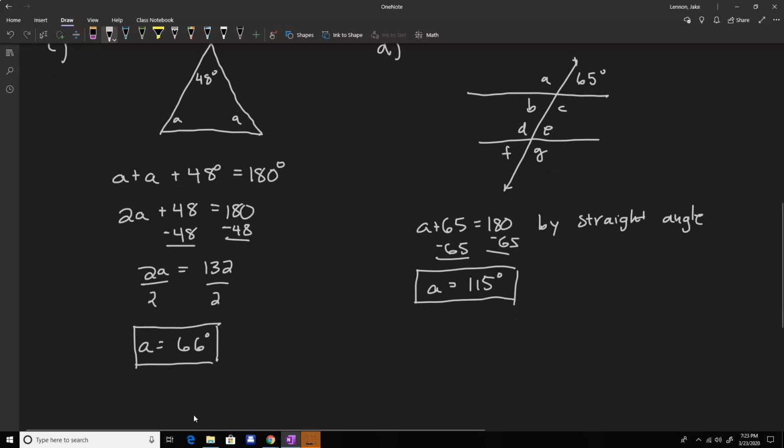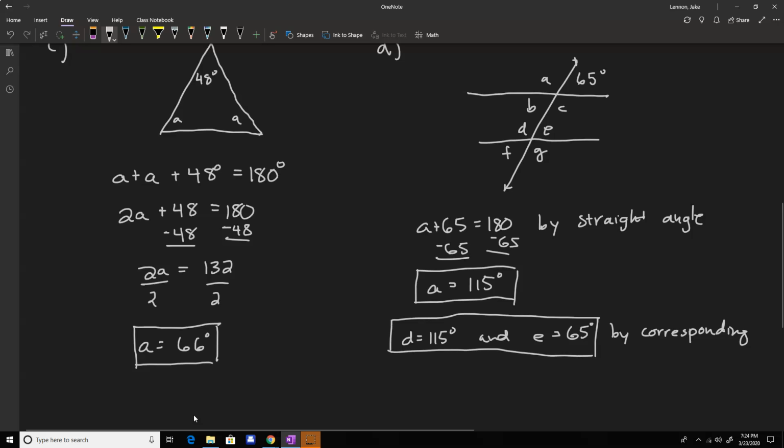So we know D has to equal 115. It has to be the same as A. And E has to equal 65 degrees by corresponding angles. So we have those two now. And then we can get B and C from vertical angles. So angle A has to equal angle C, and angle B has to equal 65. So we get B equals 65 degrees. And C has to equal what A was, which is 115 degrees. So again, we have these two now from vertical angles.